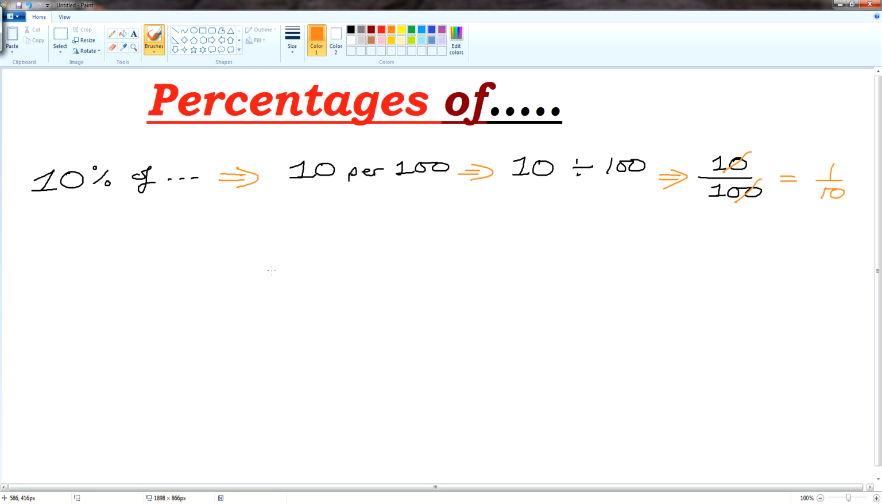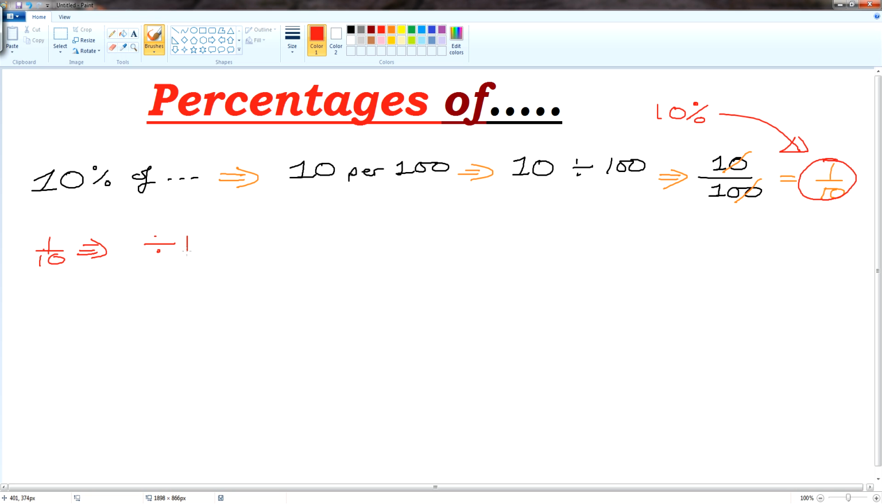So if you want to work out 10% of something, we need to work out what? We have to work out 1/10 of that item. So that's what 10% actually is: 10% is 1/10 of the value of something. Now how do we work out 1/10? We work out 1/10 by dividing by 10.